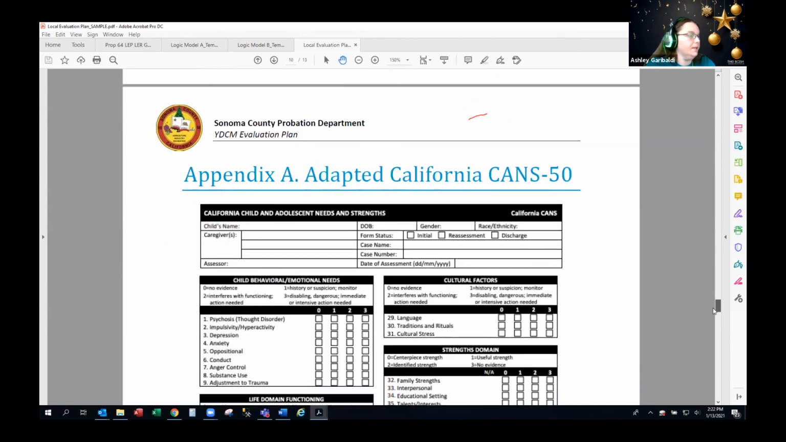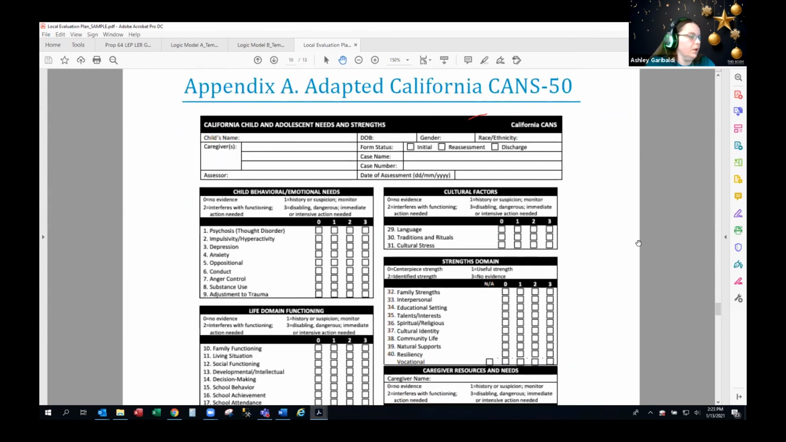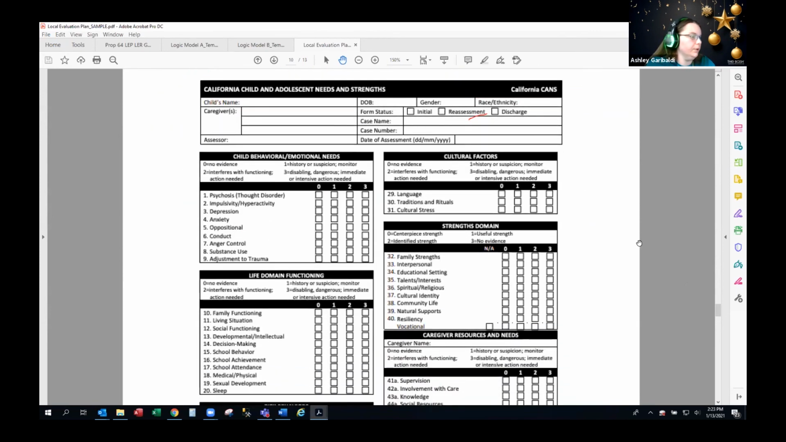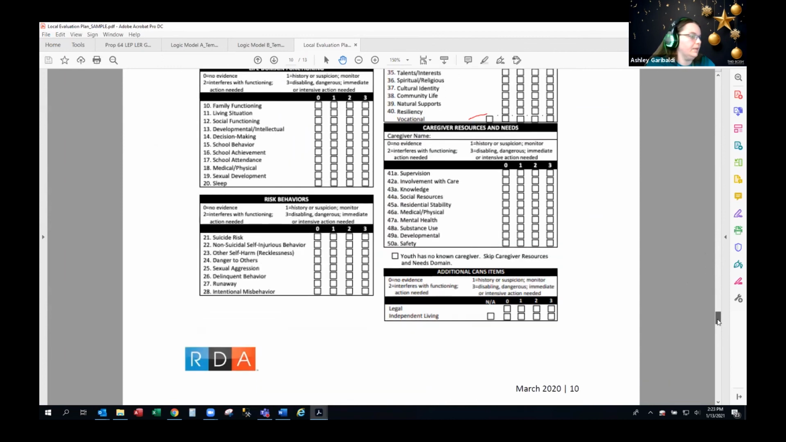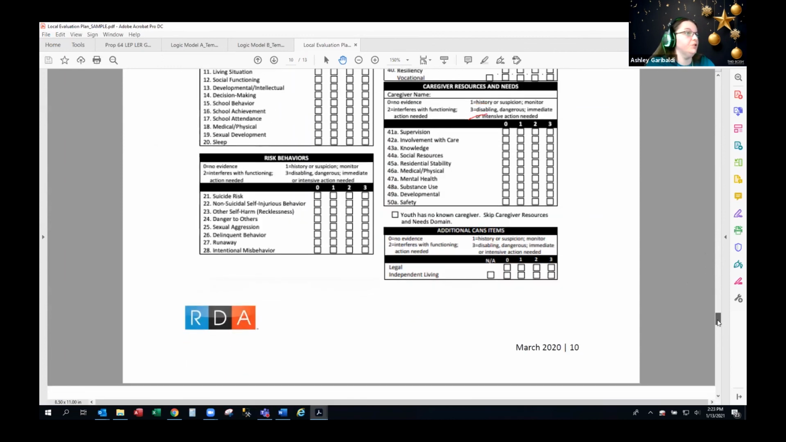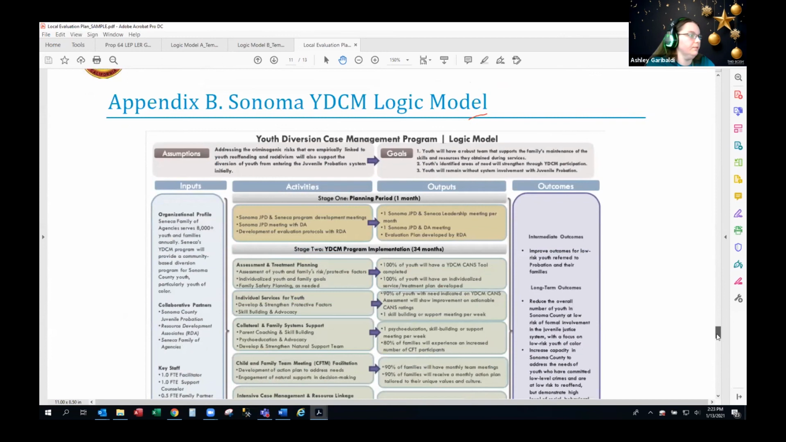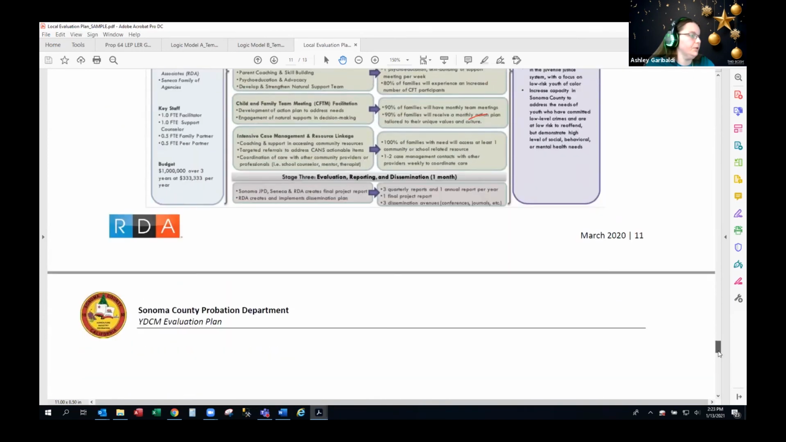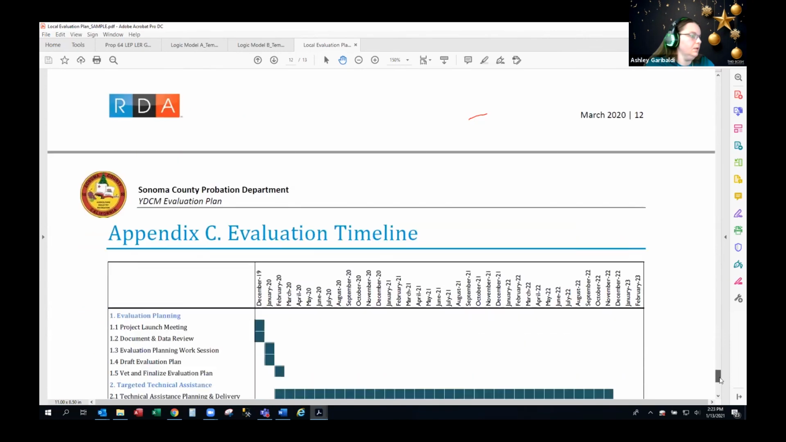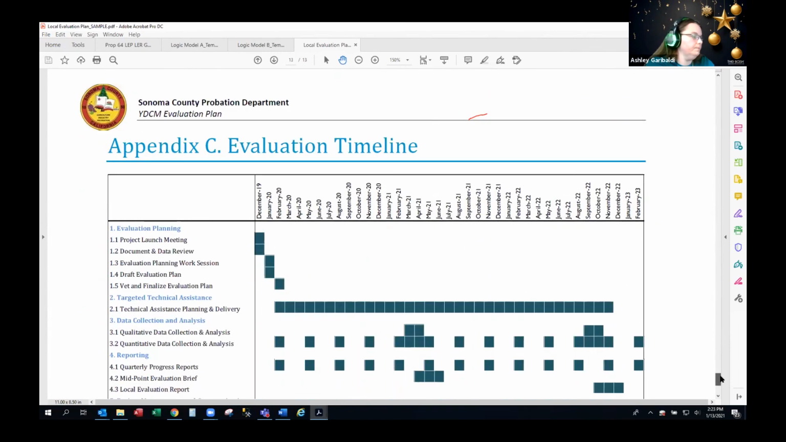And then they have an appendix. So they're using the CANS. So they attach that in there for us to look over, not necessarily for us to say something is good or bad, but just information. Then here's their logic model. That one's pretty detailed, and that's about it. Oh, and here's the timeline they included.